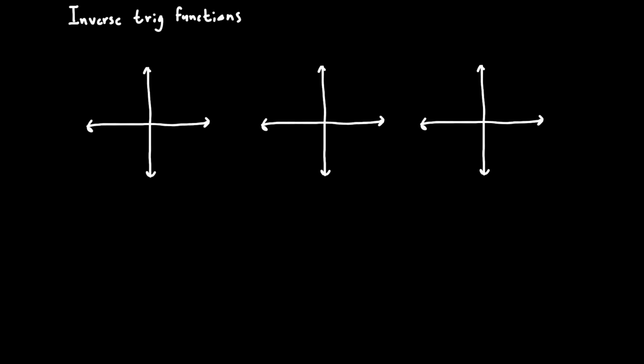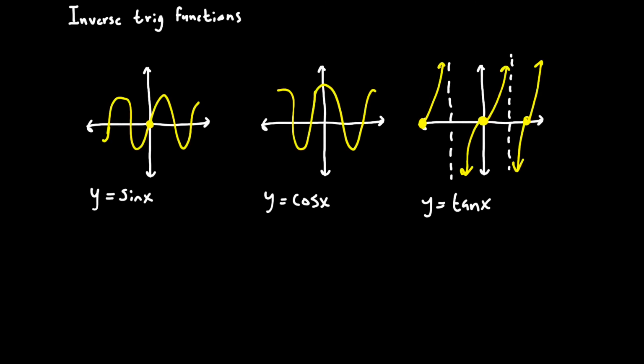A necessary condition for our inverse function to exist is that our original function is one-to-one over a given domain. In general, trig functions are not one-to-one because they are periodic. To define inverse trig functions, we're going to restrict ourselves to a smaller domain where our functions will be one-to-one.